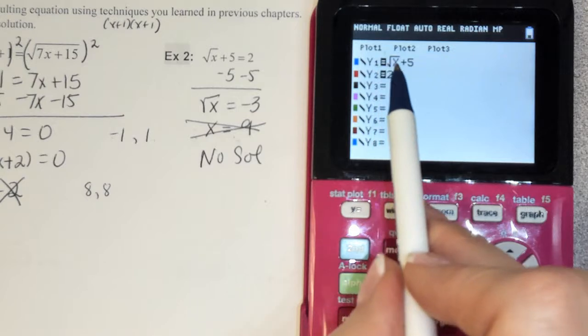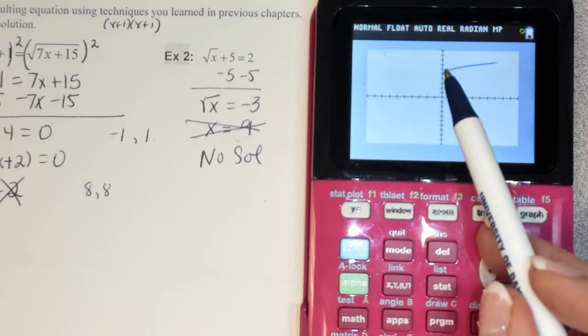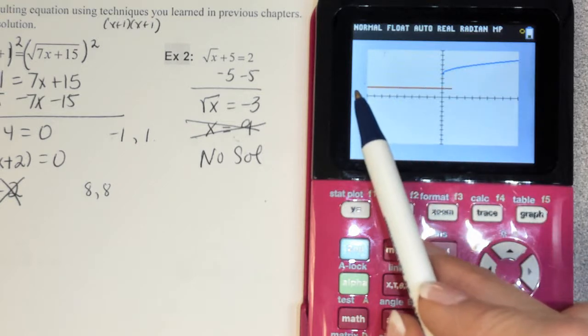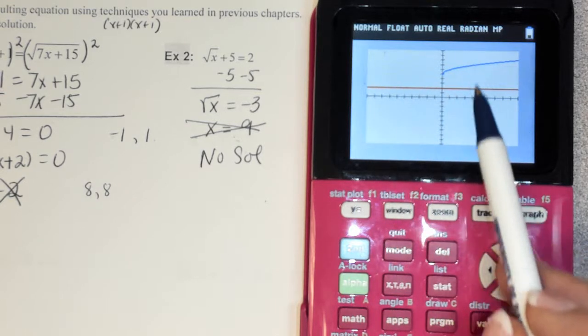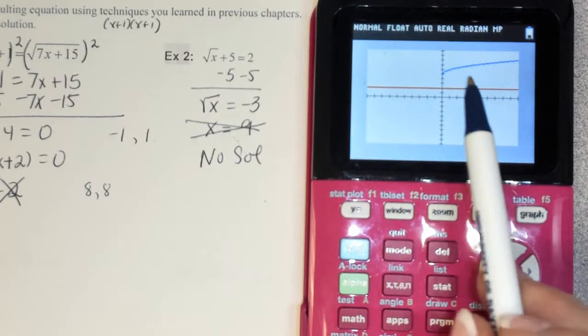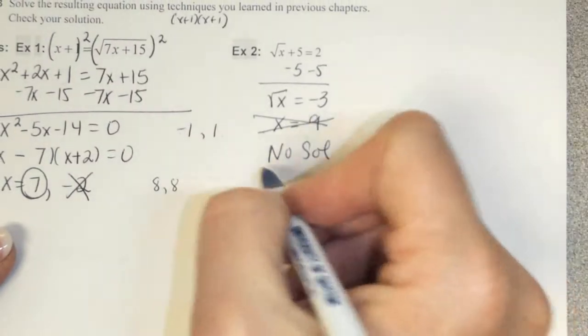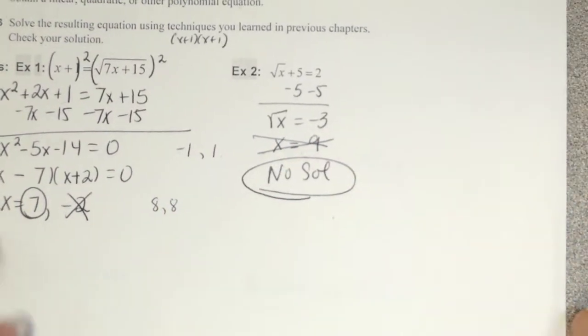Sometimes that can be hard to understand. So here's the square root of x plus 5. That's going to be that square root function shifted up 5 units. Here's y equals 2. See how they're never going to meet? So therefore, there's not going to be any x that's going to make these 2 equal to one another. So it's no solution.